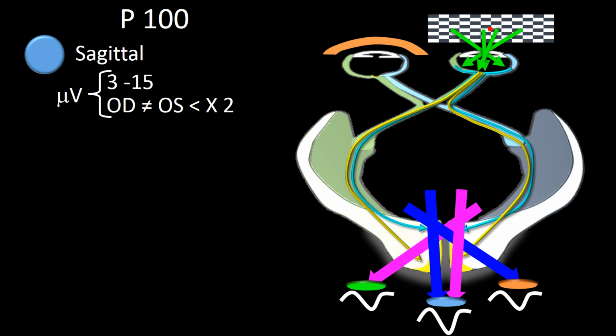Scalp electrodes placed in the low mid-occipital region, called, as you know, sagittal electrodes, and with one electrode at each side of it, called parasagittal electrodes, will capture these fields and record P100 waves. The sagittal P100 normally has an amplitude between 3 and 15 microvolts and should be no less than half the size of the one obtained following stimulation of the opposite eye.